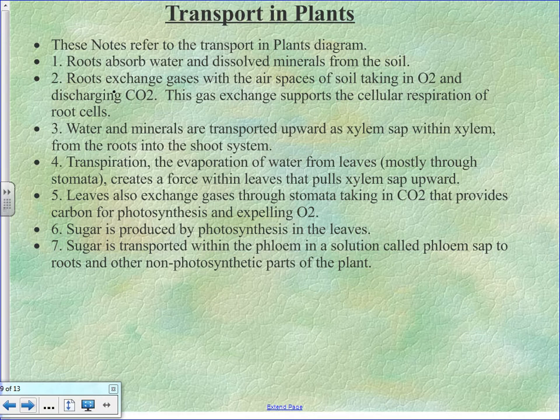Water and minerals are transported upward as xylem sap within the xylem. Transpiration, evaporation of water, is what pulls all those other forces. That creates that osmotic pulling force. Maybe we'll write that that's an osmotic pulling force. Leaves exchange gases, sugar is produced, and then sugar goes down through the phloem to the other non-photosynthetic parts of the plants. Questions there?